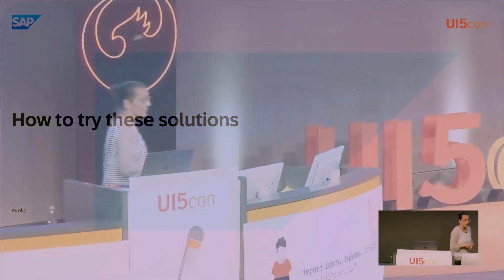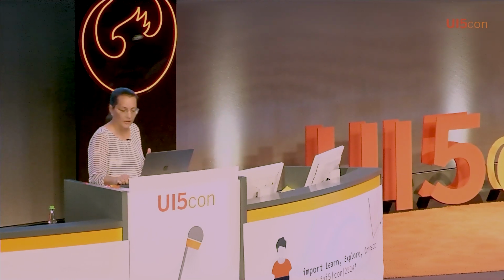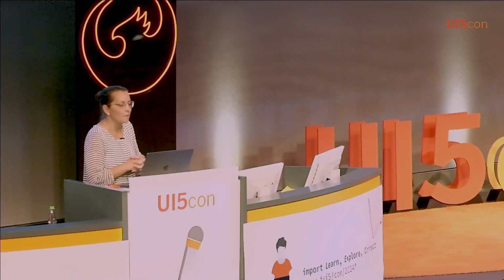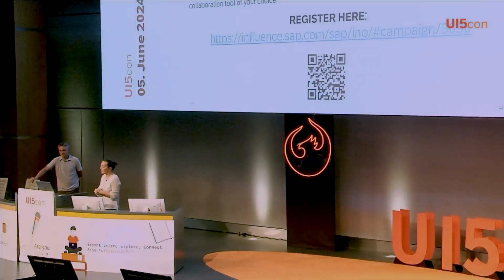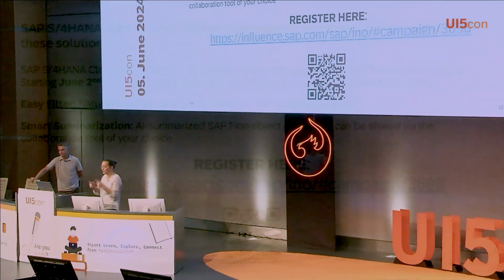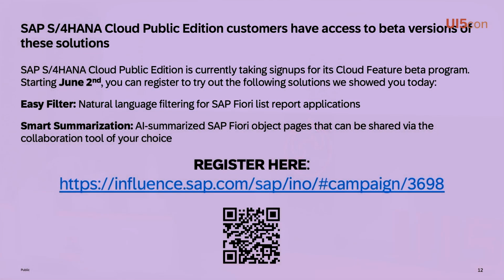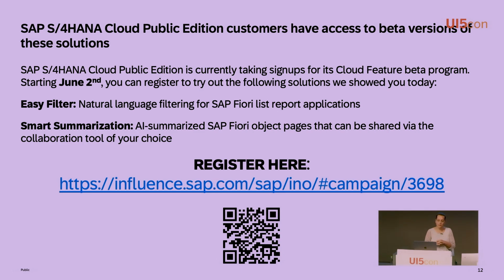The question is, what of it can you already try? Klaus already mentioned, out of the business requirement, generating an app is already available to you. But what we'll soon have in a beta feature program are the easy filter and the summarization option. And if you want to sign up, it started earlier this week that you can actually register for this beta program, and we would really like to hear what you think about what we added here. So sign up for it. It's the link or the QR code that you can check.